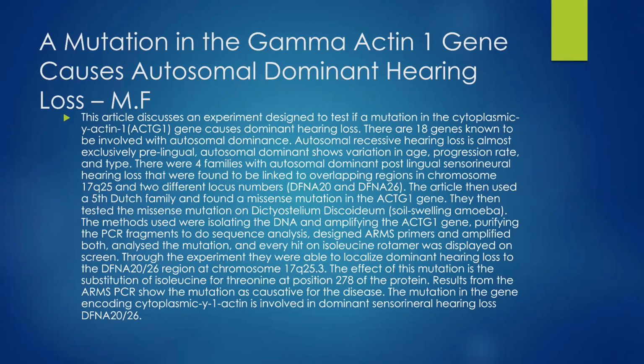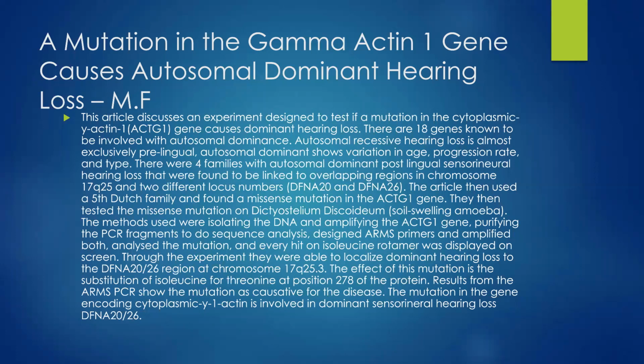Autosomal dominant hearing loss shows variation in age, progression rate, and type. For individual families with autosomal dominant hearing loss, it is often possible to suggest one or a few loci or genes involved. The experiment found 4 families with autosomal dominant hearing loss that were linked to overlapping regions of chromosome 17q25 and 2 different DNA locus numbers, DFNA20 and DFNA26.